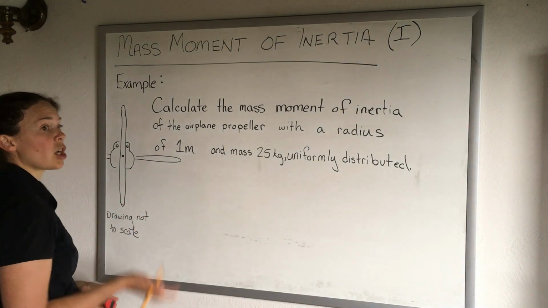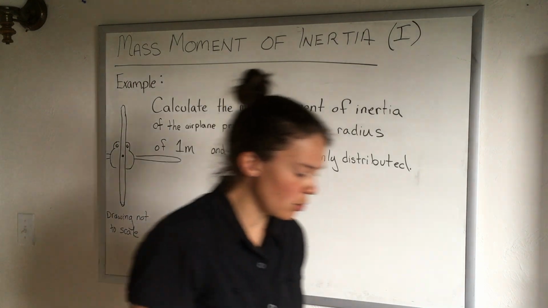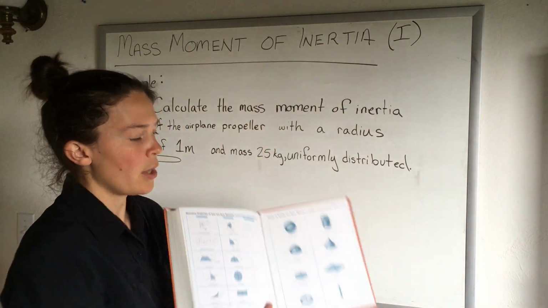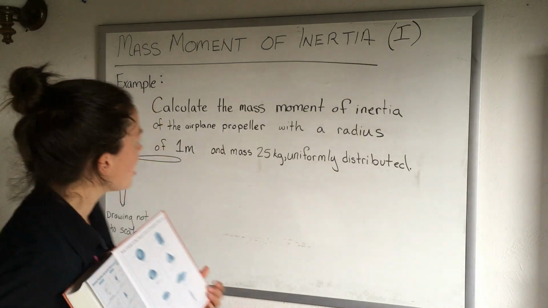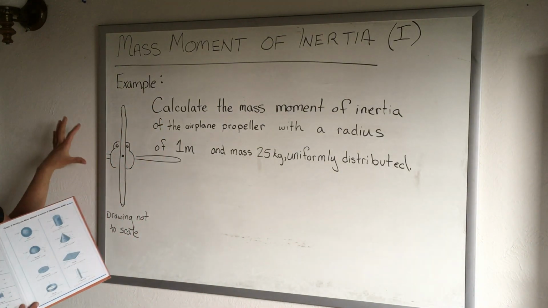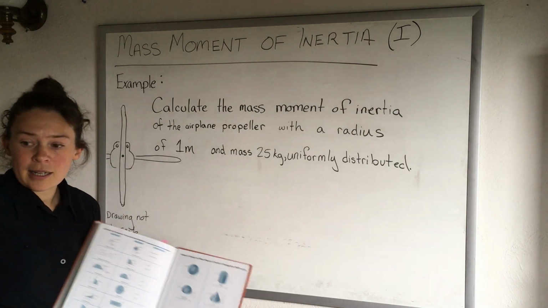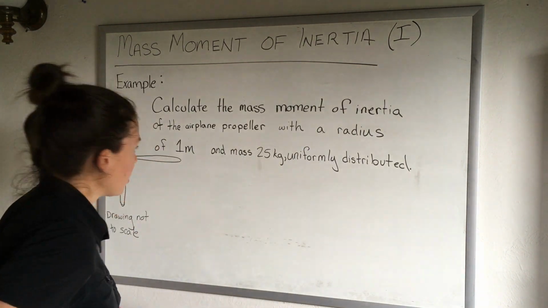We could do this using our integrals and calculus skills if we wanted to, or in this case, I'm going to work on using the tables. So on your tables, we have to decide what this most looks like. What does this propeller look like? And I'm looking at my mass moments of inertia.